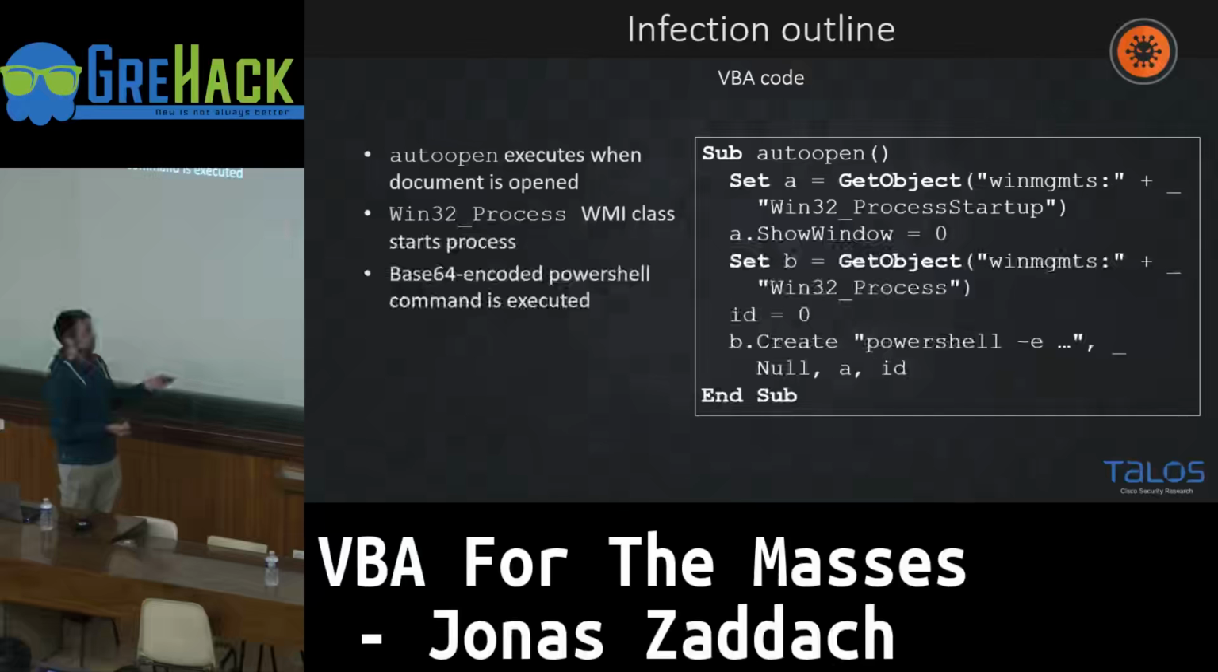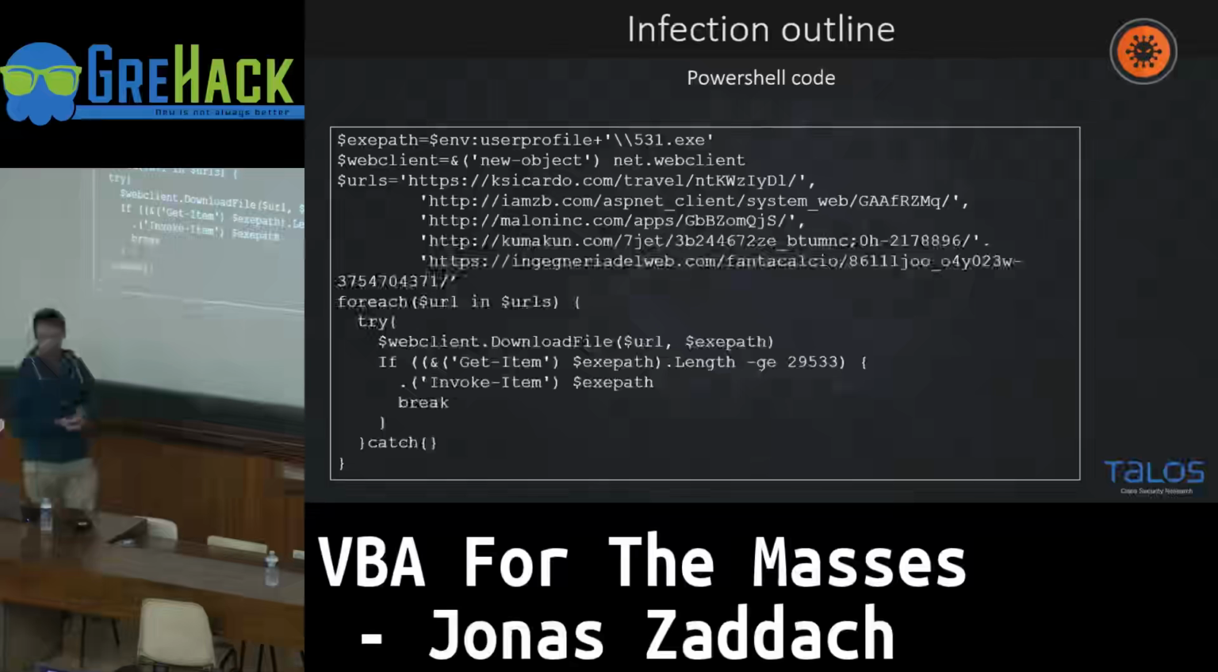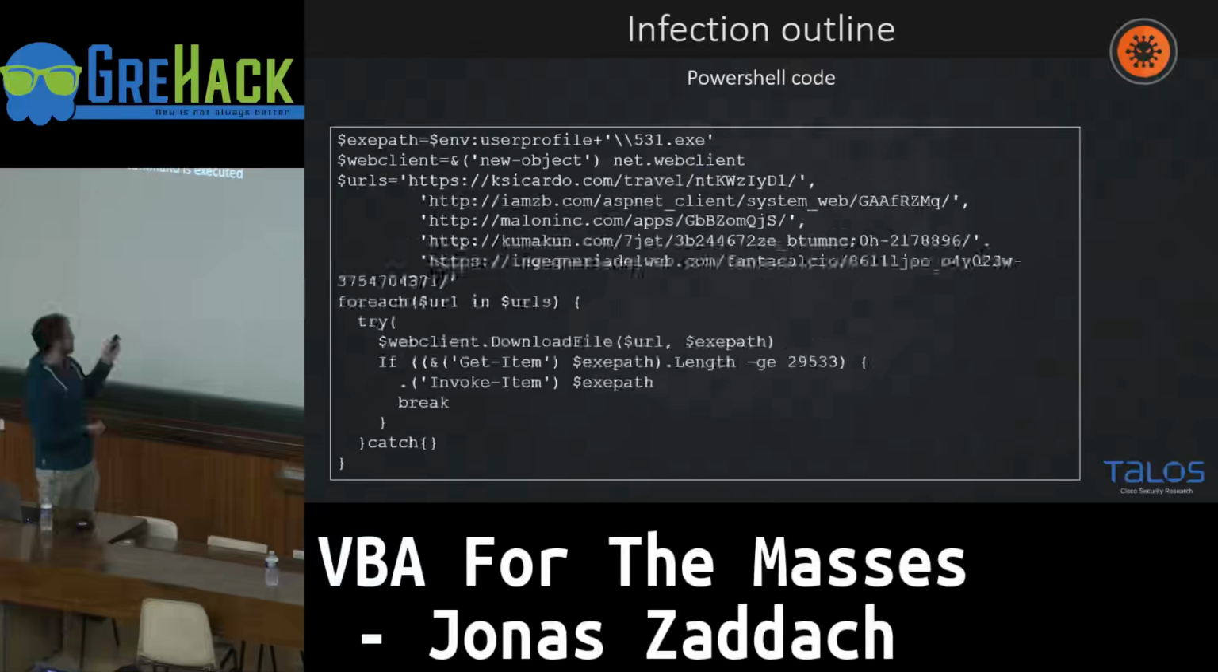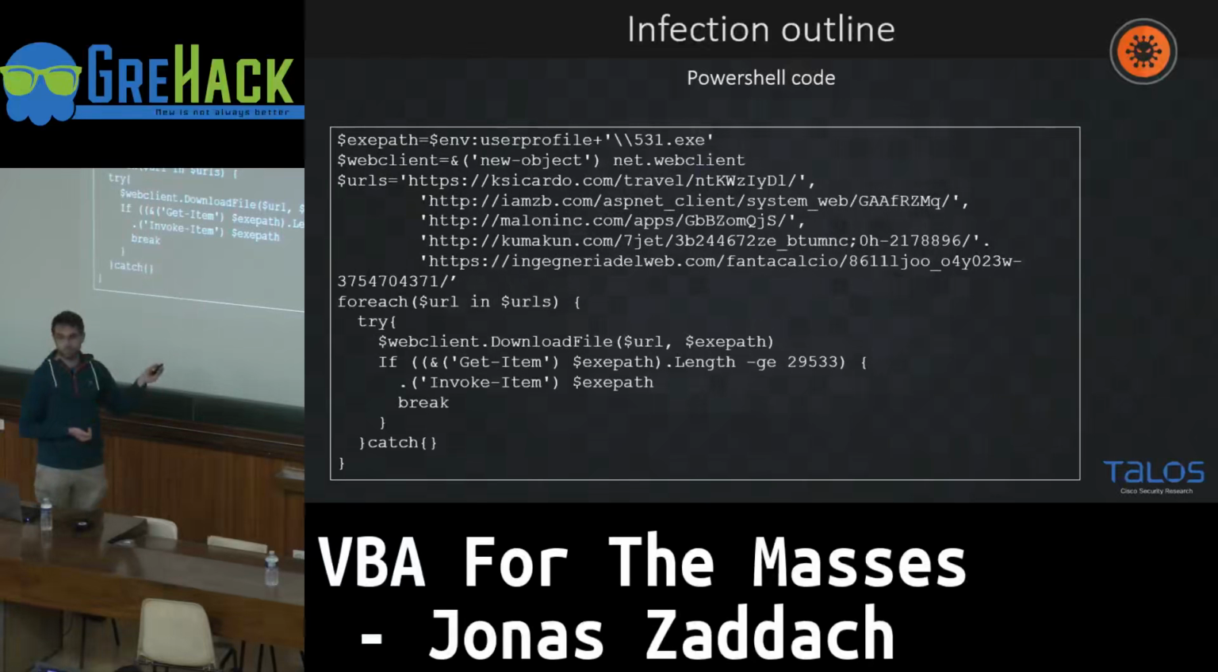Okay, then we create a process that is PowerShell with something encoded in a base64 blob, and that's it. So the PowerShell code is actually being executed. You can see here you have a couple of URLs, and the code is just cycling through the URLs, trying to download an executable from the URL. If the executable is downloaded successfully, it's invoked, and we're done.